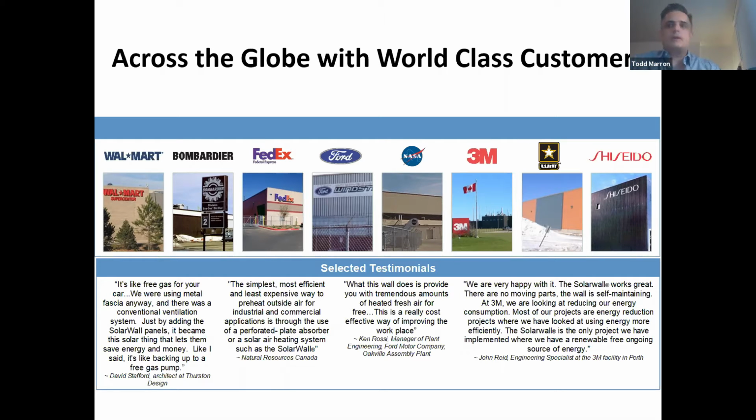And across the US military, there's about 40 to 45 bases, if you include the domestic stuff and abroad, Germany, South Korea, et cetera. All of the major auto manufacturers have got at least one solar wall on their portfolio of buildings somewhere.